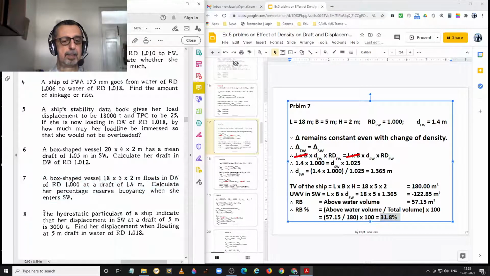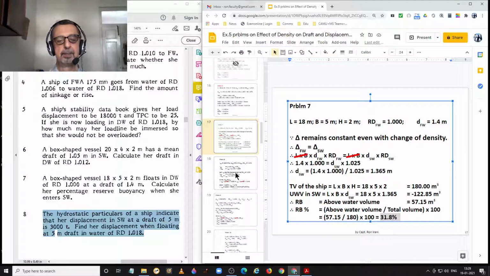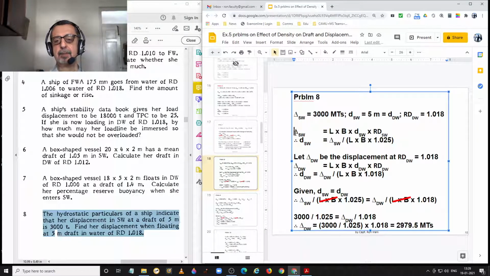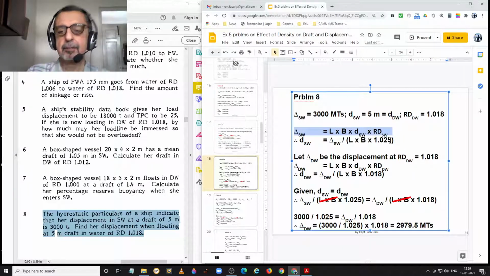Problem number 8. The hydrostatic particulars of a ship indicate that her displacement in salt water at a draft of 5 meters is 3000 tons. Find her displacement when floating at 5 meter draft in water of relative density 1.018. We know the formula for displacement equal to length into breadth into draft in salt water multiplied by relative density of salt water.